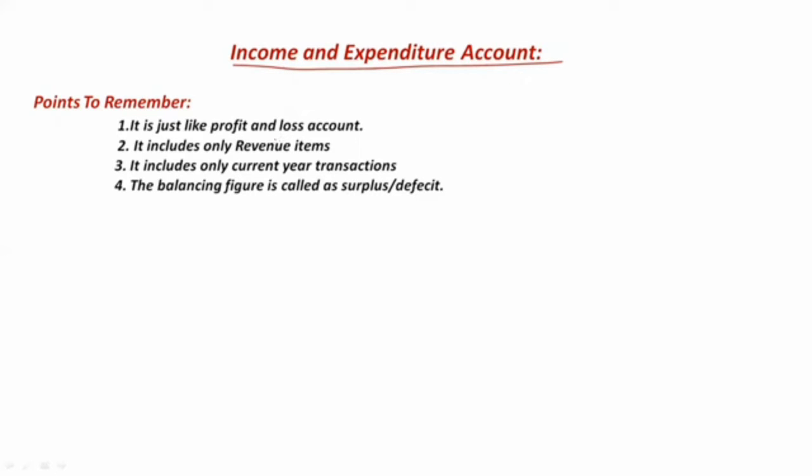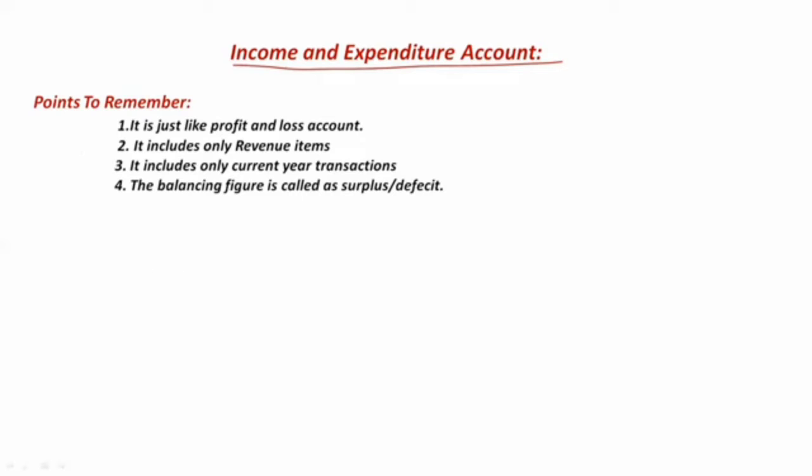Basically, income and expenditure account is prepared, as it is in the name itself, to find out what all the amount is received by the NPO during the current year, and what all the expenses made by a non-profit organization during the current year. Whatever the difference we get, we either call it a surplus or deficit. This is similar to a profit and loss account. There are certain points to remember if we have to prepare this income and expenditure account, so let's have a look at them.